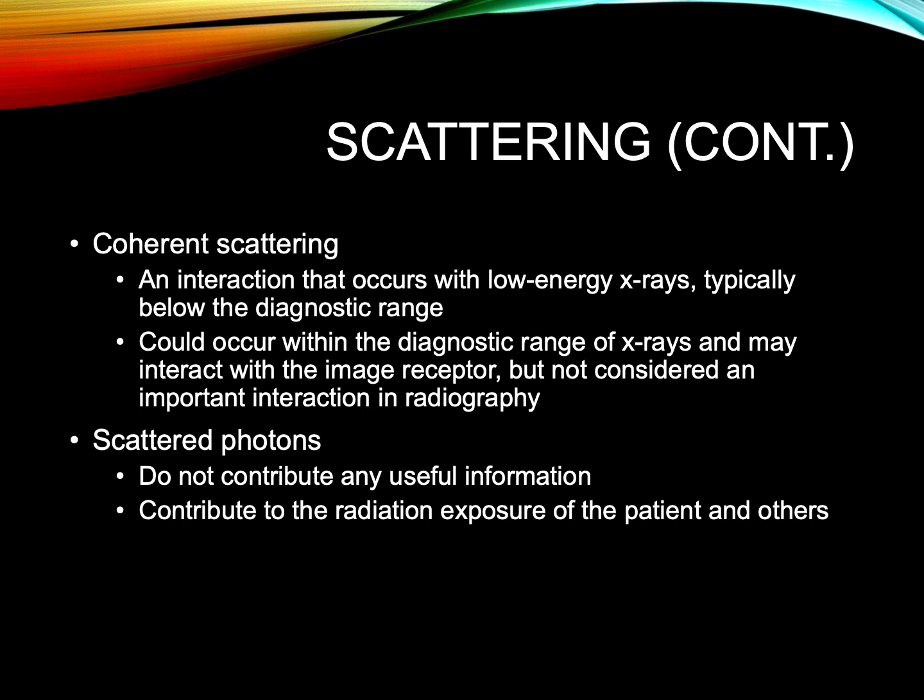If a scattered photon strikes the image receptor, it does not contribute any information that we can use to create an image of the anatomic area of interest. If scattered photons are absorbed within the anatomic tissue of your patient, they contribute to the radiation exposure to your patient. In addition, if the scattered photon leaves the patient and does not strike the image receptor, it could contribute to the radiation exposure of anyone near the patient as well, including yourself, including the RT.